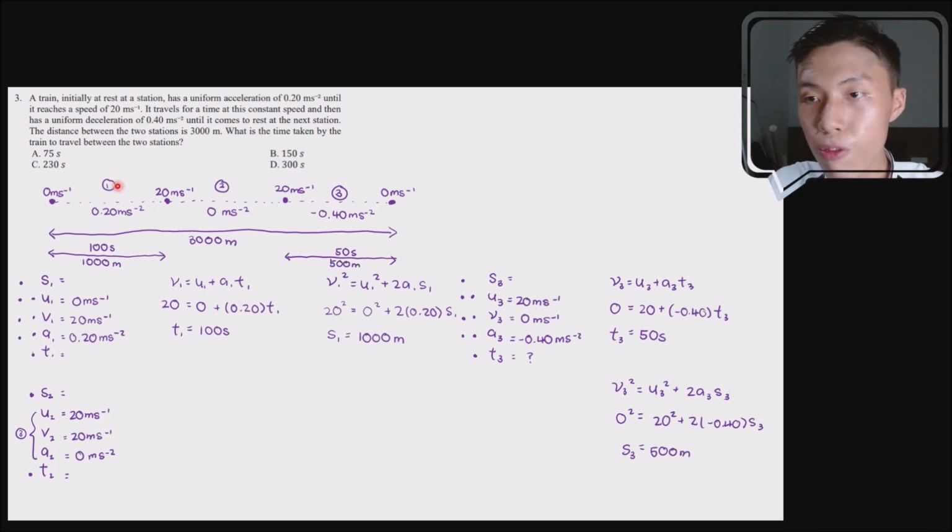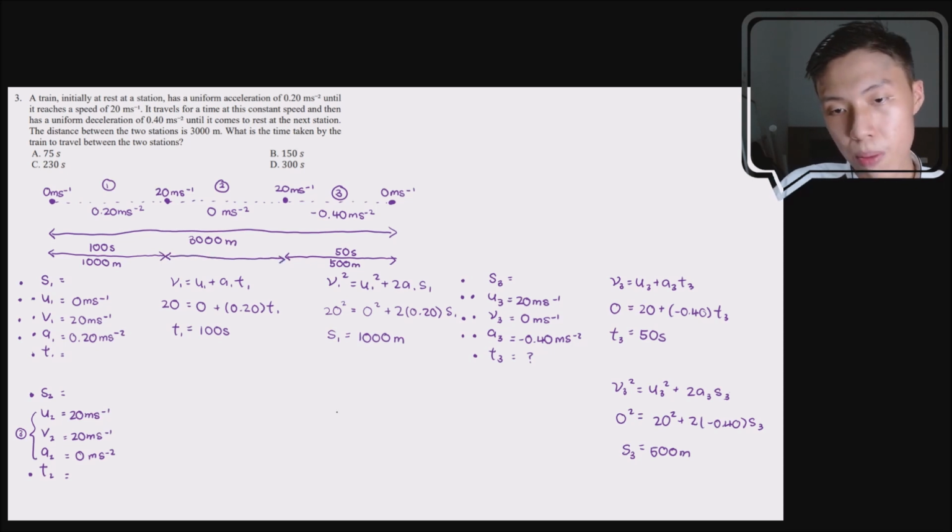Okay, so from here we are able to know that here it's 500 meter. So if we know the first portion of the journey takes 1000 meter and the third portion of the journey takes 500 meter, we know the total distance for the whole journey is 3000 meter. We are able to find the missing portion over here. We are able to find the displacement for the second portion of the journey.